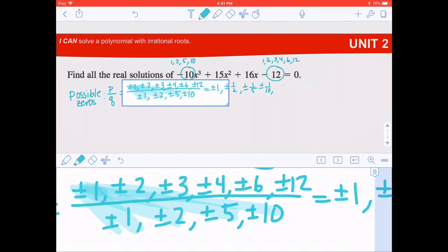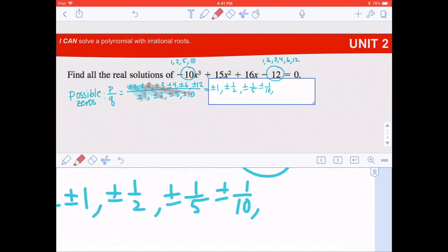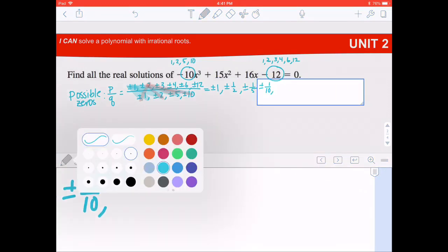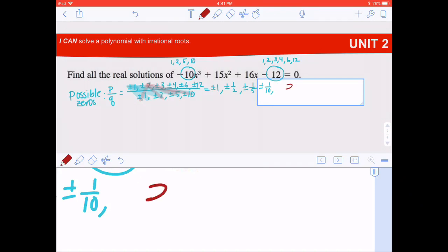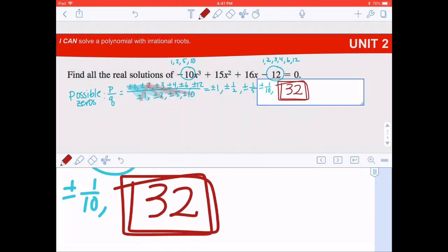and then we would go back to the next number, and do 2 divided by 1, 2 divided by 2, 2 divided by 5, 2 divided by 10, and we would have to do that for every single number. So it turns out that would be a total of 32 possible zeros. That's a lot of possible zeros, and we're not going to be checking each and every one of those individually. So whenever you have way too many possible zeros, we're going to use our graphing calculators.